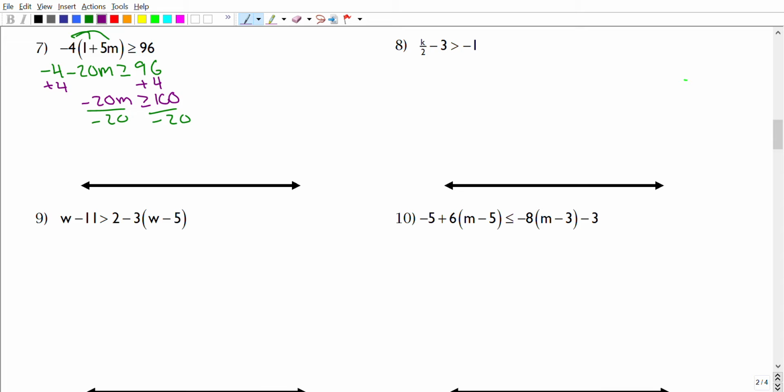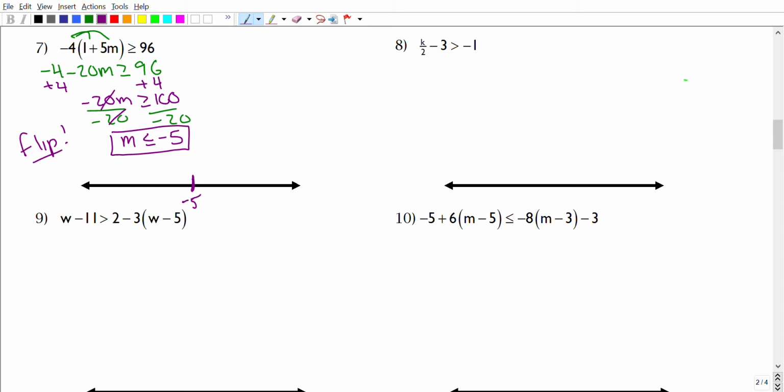Well, what did we just do? And always remember that, guys. What did we just do? I divided by a negative, meaning I have to flip my inequality sign. So now it's a less than or equal to, and this becomes a less than or equal to negative 5. So we have a negative 5 here.